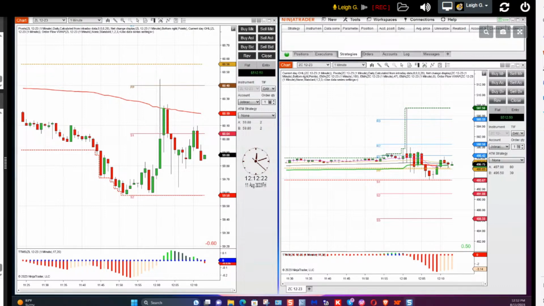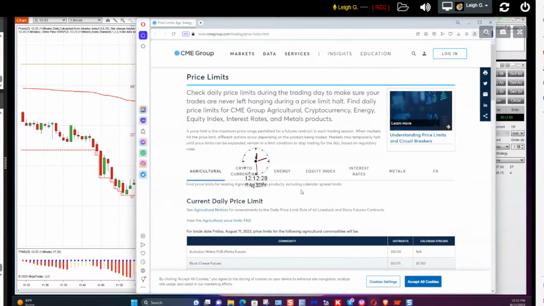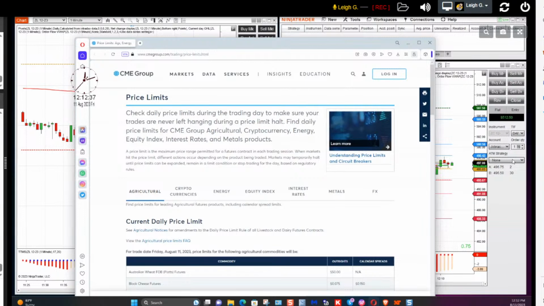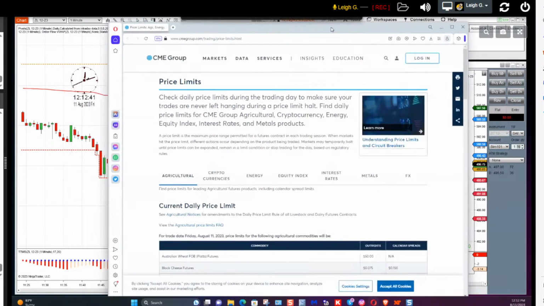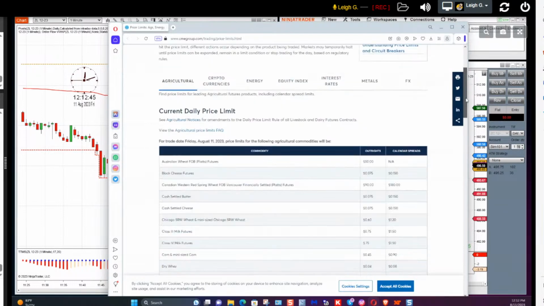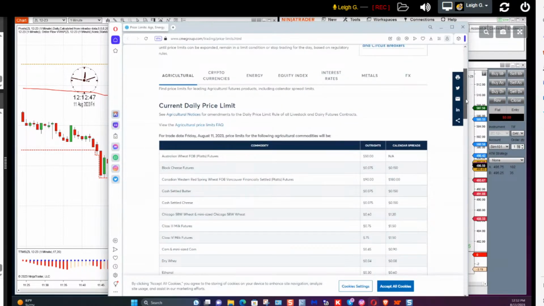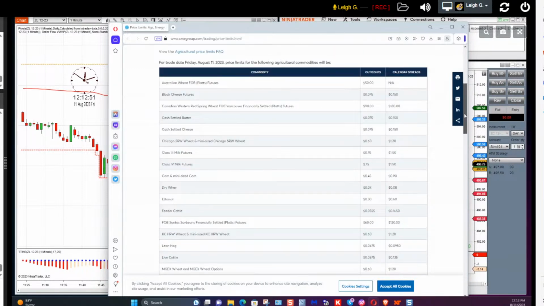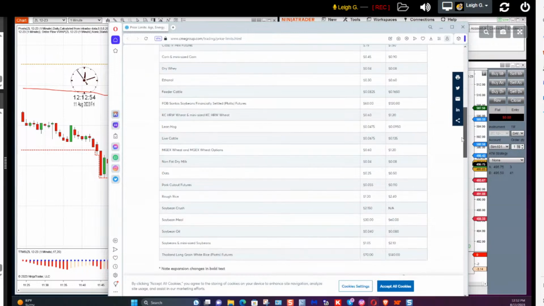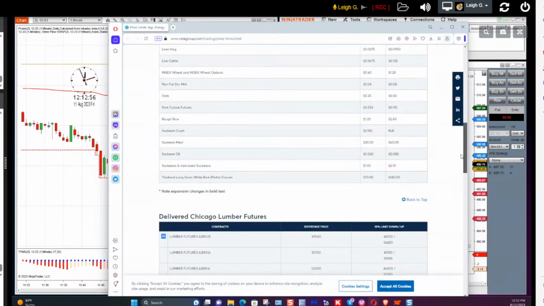So Calvin, Mr. Smart Guy. I guarantee that if we read this article, I'm not going to be able to tell what the price is for the limit up and limit down.